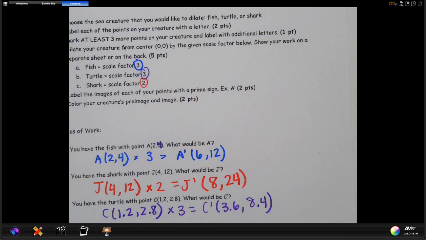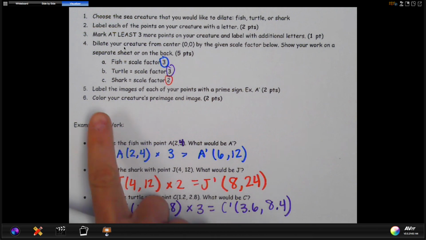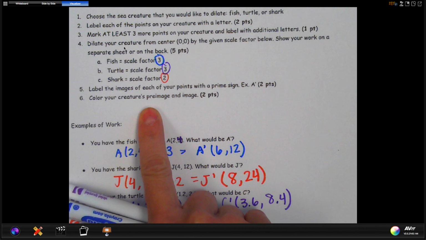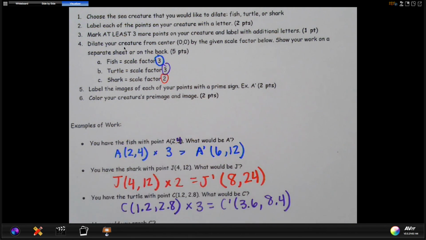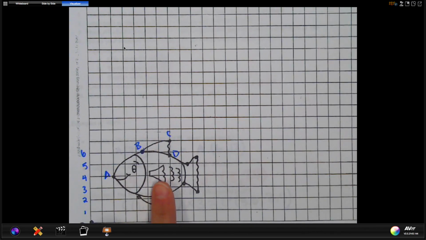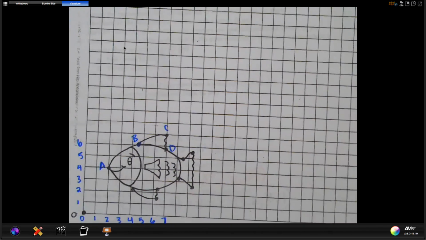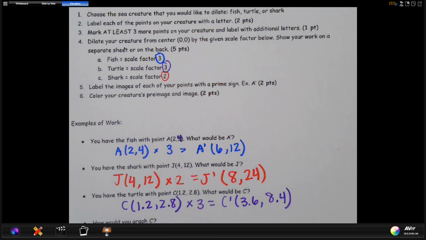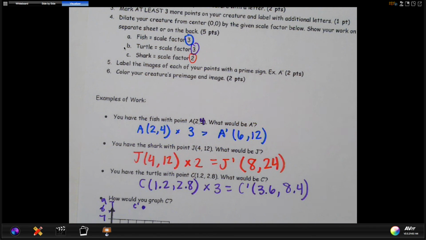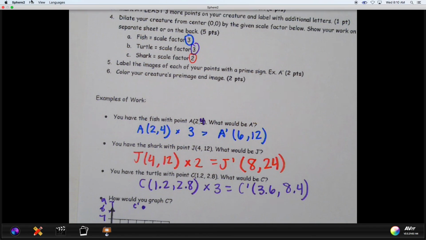Make sure you do all your labeling. And then last but not least, you want to color your project, okay? So you want to color both the small one, the pre-image, and your new one, the image, and even the background. So hopefully this is helpful in getting you started on your project.